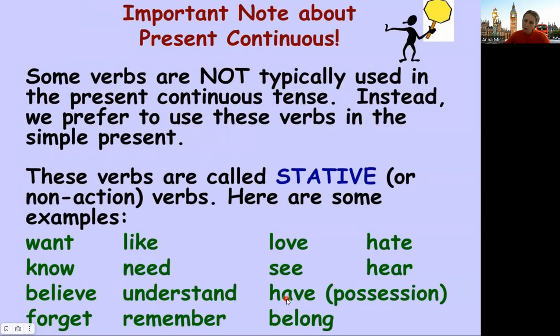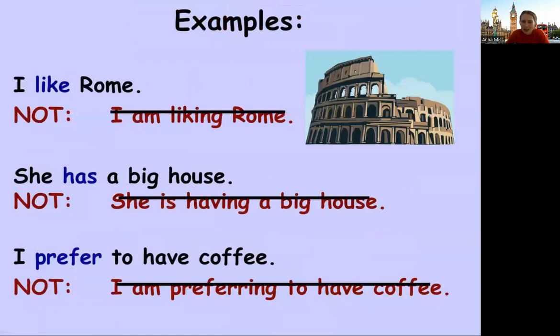So these verbs we call stative or non-action verbs. Here are some examples: want, know, believe, forget, like, need, understand, remember, love, see, have (like a possession), belong, hate, or hear. Most of them are about our feelings and emotions. You can't say, "I am liking this apple." You usually will say, "I like this apple." But there are some situations when we really need the -ing form, right?